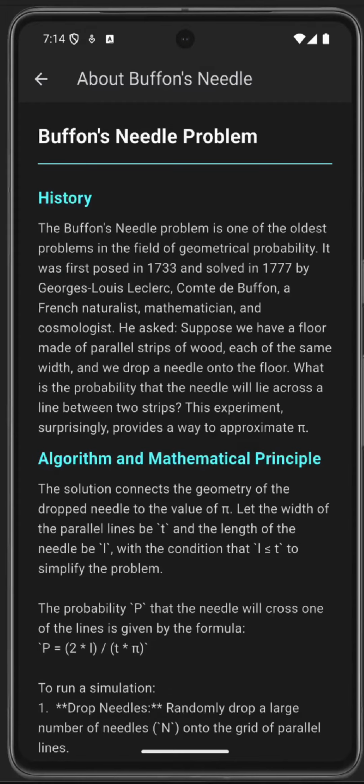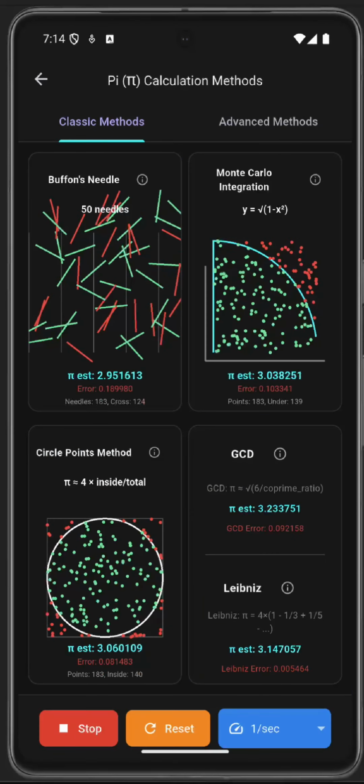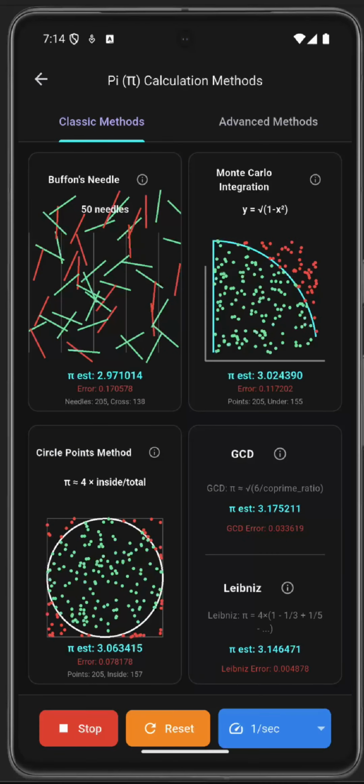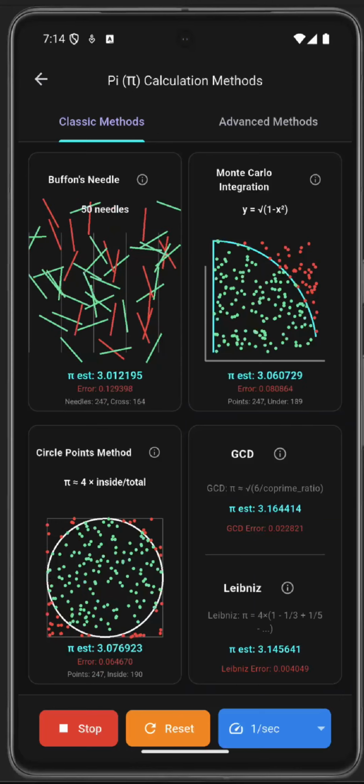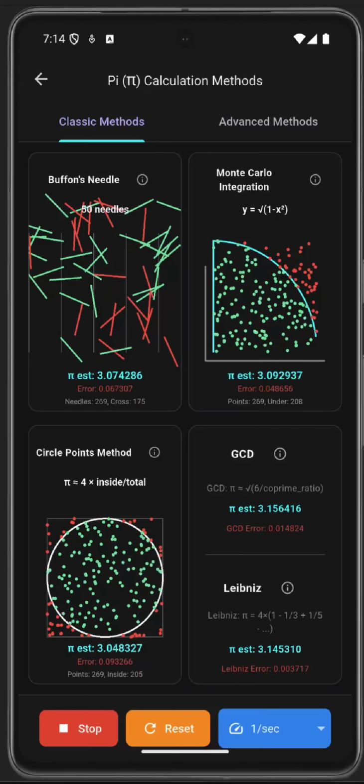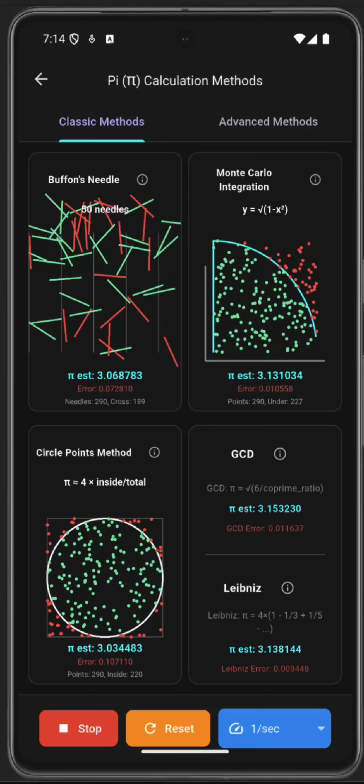Pi can be estimated by multiplying twice the number of needles dropped by the length of the needle, and then dividing by the number of needles that cross a line, and the width of the plank. The more needles you drop, the more accurate your estimation of pi becomes.